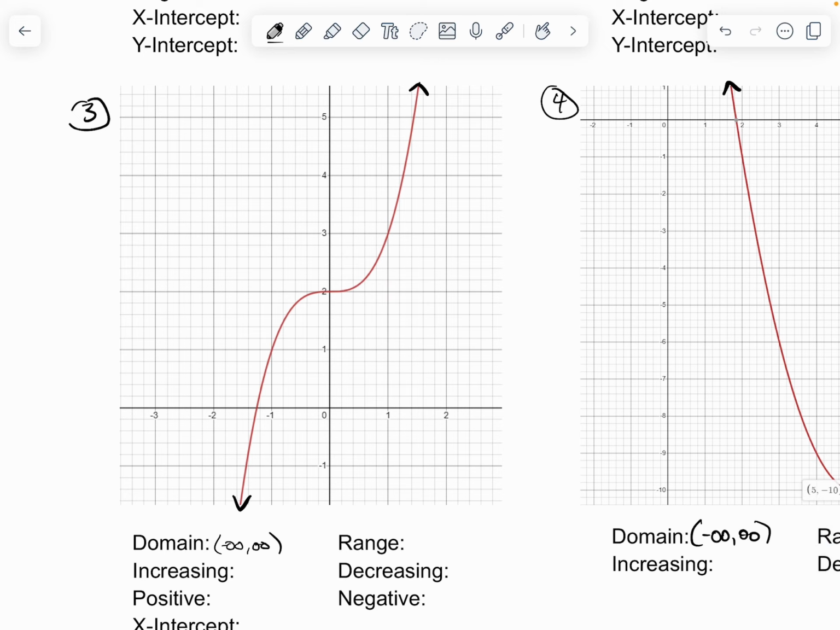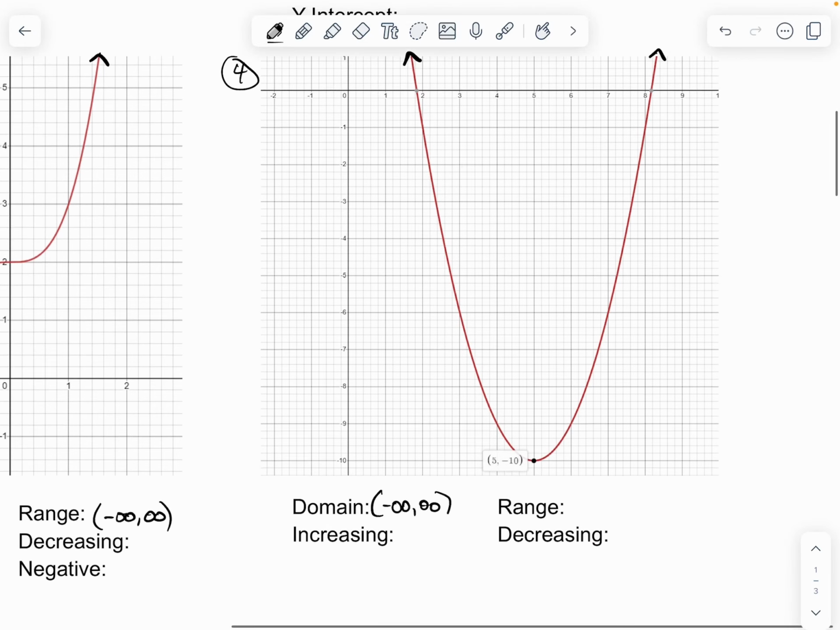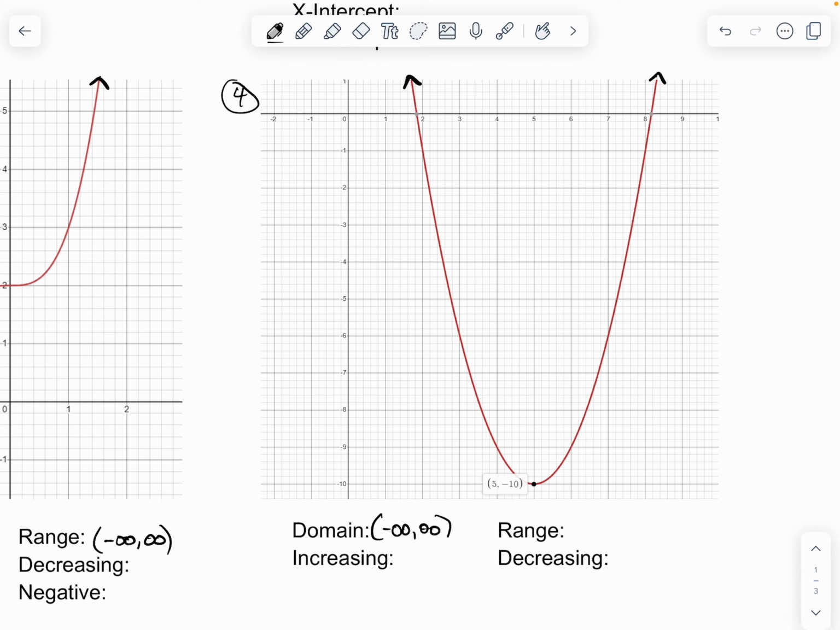Number 3, my range is from negative infinity to positive infinity. The graph goes on forever in the negative direction and forever in the positive direction. So that should be negative infinity to positive infinity.